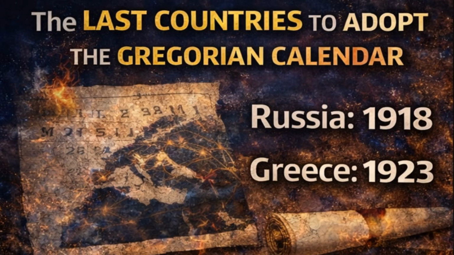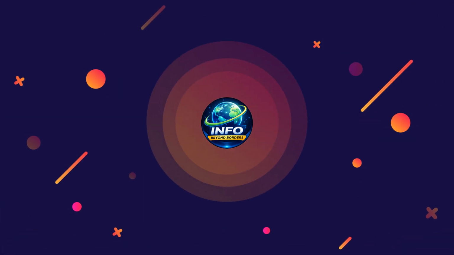So when people say, the Gregorian calendar is modern, they forget something. It's not modern at all. It is more than 400 years old. It became global not because it was new, but because it was accurate. And that is one of the most fascinating lessons in human history. Sometimes, the most powerful revolutions are silent. No armies. No battles. Just a change in the way we count days.